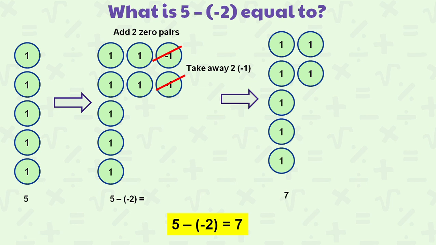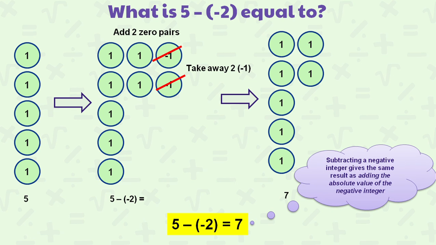Subtracting a negative integer gives the same result as adding the absolute value of the negative integer.